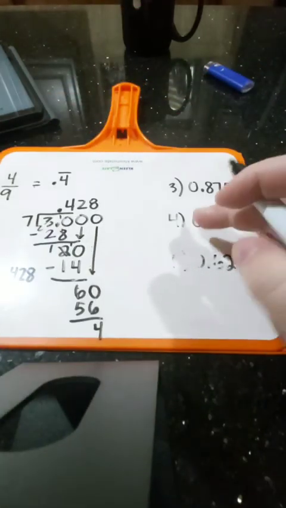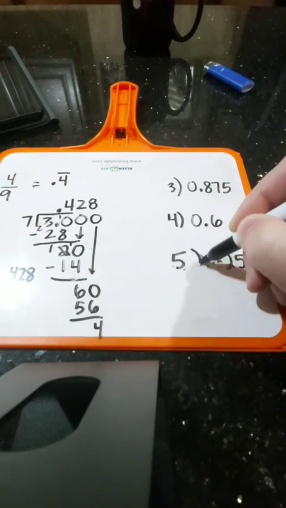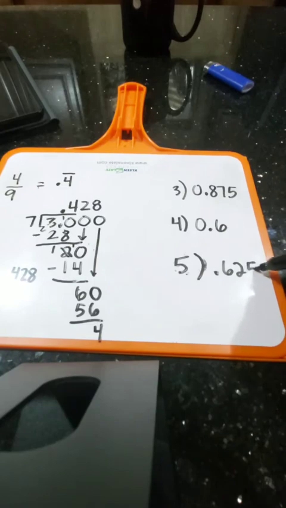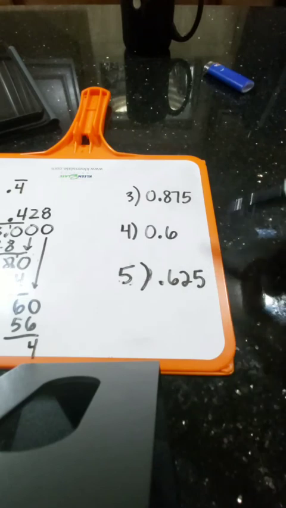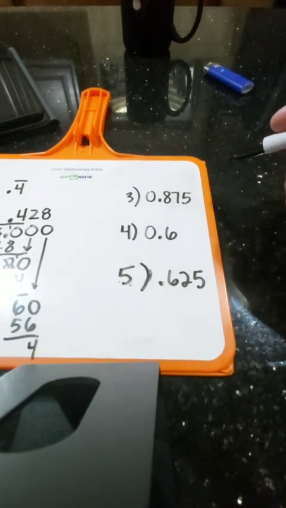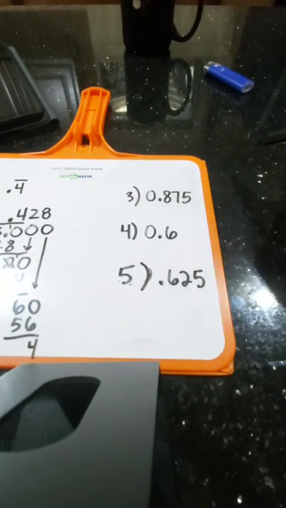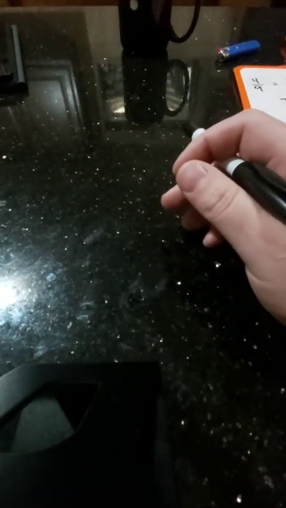Oh, actually, sorry, get that for you. Number 5 is 0.625. Okay, so there are the other answers. Hopefully you were able to divide the denominators into the numerators and come up with these 3 answers. If you did not, go back and check your work again to figure out where you might have made a mistake.